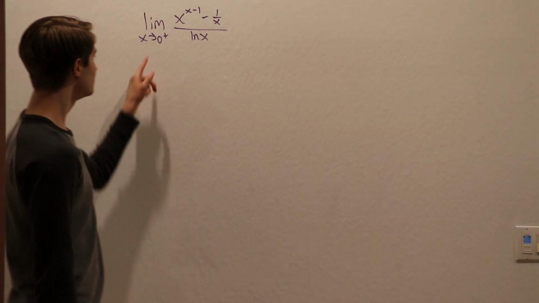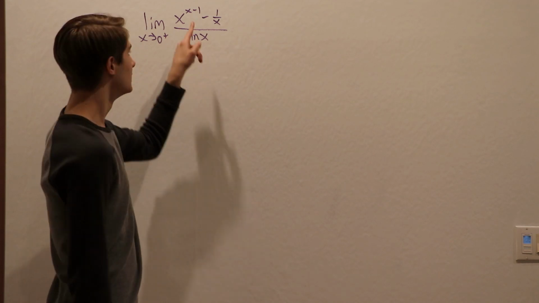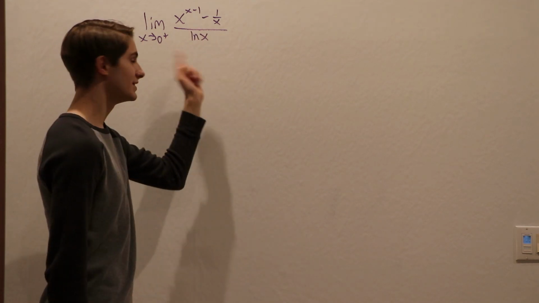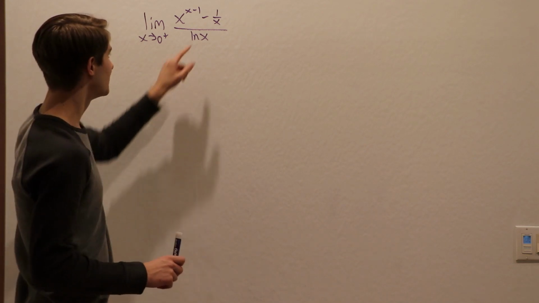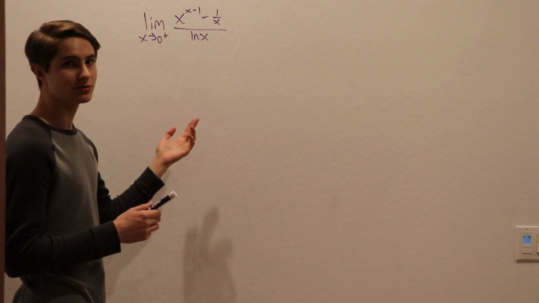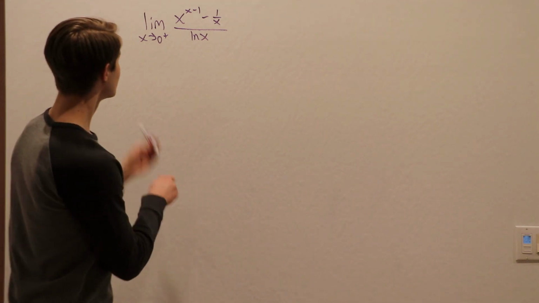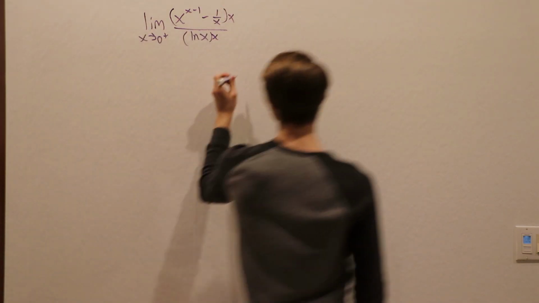So we're going to find the limit as x approaches 0 from the right of (x^x - 1 - 1/x) divided by the natural log of x. Now first of all, when I look at this limit, I see a 1 over x in the numerator of a fraction, so we have a complex fraction, which is kind of annoying. So let's just start out by multiplying the top and the bottom by x.